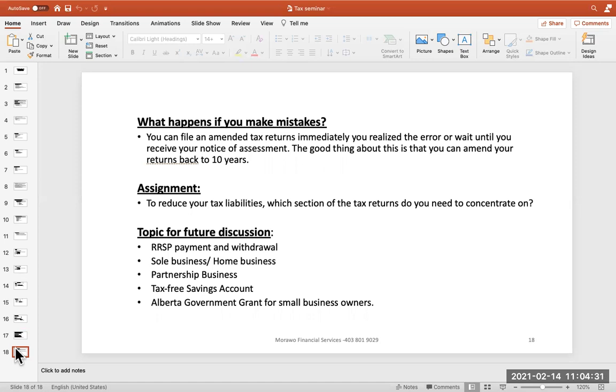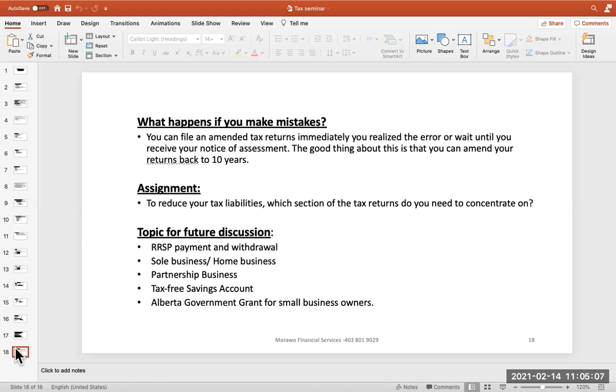So now the last and final thing here is an assignment, which I want to give to you. You go home, look at it, and if you have questions, you have my phone number, you can call me and we can discuss it. The assignment is: to reduce your tax liabilities, which section of the tax returns do you need to concentrate on? Look at what we did, look at the one that gives you 100%, look at the one that gives you 15%, and determine which one you need to concentrate on.